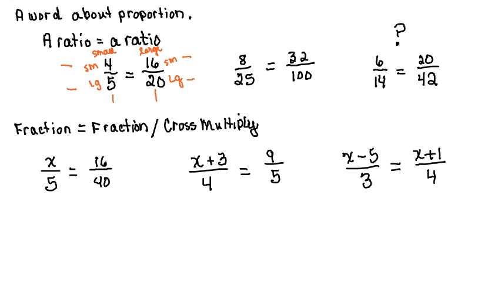Now the next thing is that we know that what happened from the small to the large is that if we multiplied the top by a 4 and the bottom by a 4, that would give us the resulting 16 over 20. So this is what we say has a scale factor of 4. It got larger by 4.